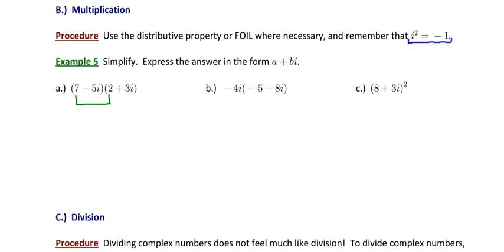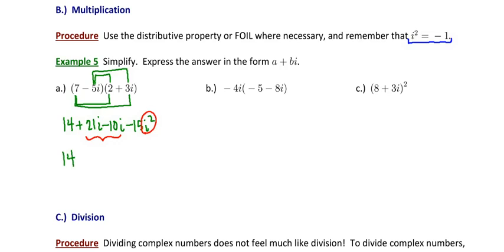So multiplying our first two terms, we get 14. The product of our outside terms, 7 times 3i, is 21i. The product of our inside terms is negative 10i. And the product of our last terms is minus 15i squared. Now, as is usually the case, we have two matching middle terms that we need to combine. But also notice we have the i squared here on the end. We're going to need to replace that with a negative 1.